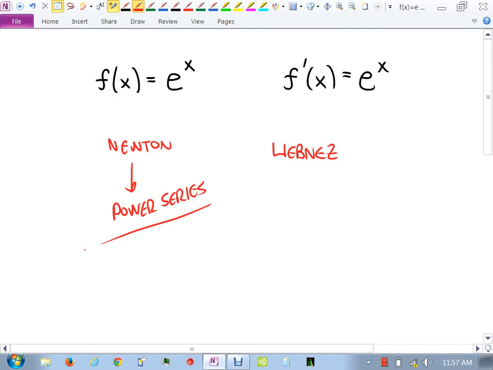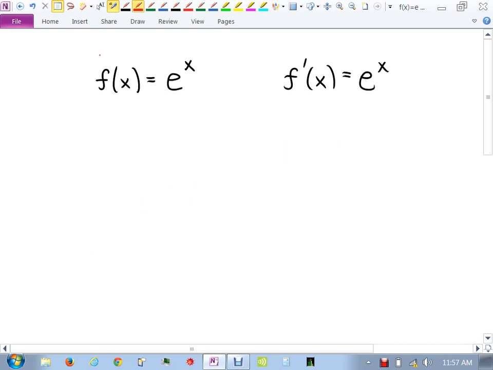So let me show you what a power series is, just so you can see it. E to the x, you probably didn't know this, is actually this function.